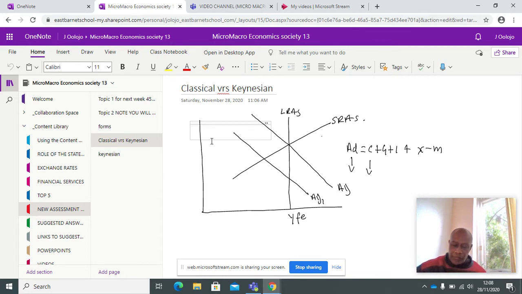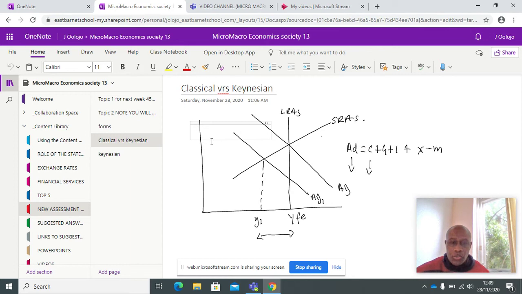Remember, you can see where AD is cutting LRAS now, but also where AD is cutting SRAS. So that's the new position. You've now gone back to Y1. Therefore, this is what you call a negative output gap. I remember a couple of you wrote that down. A negative output gap is when your actual output is less than your potential. So it's gone back to Y1.